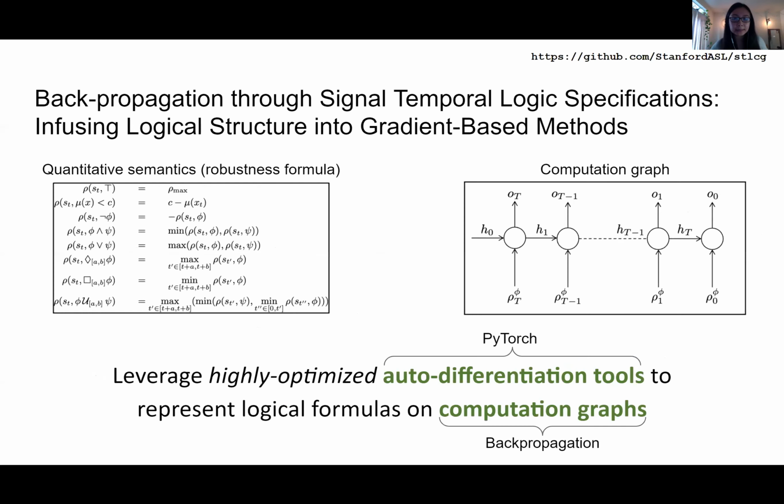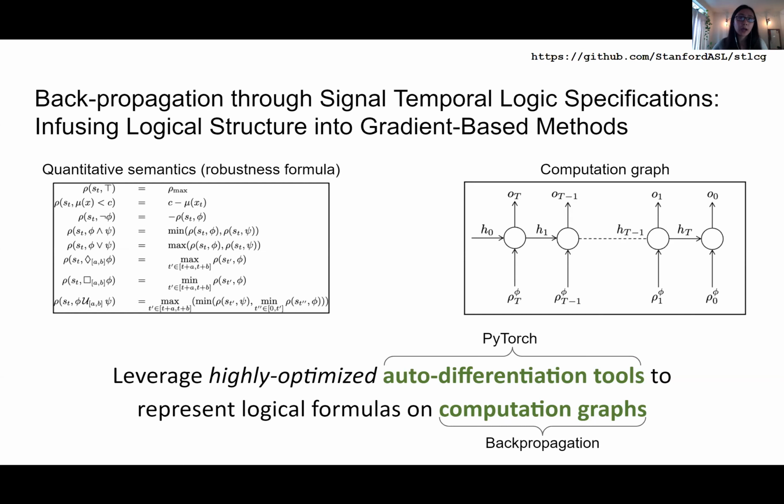Next slide, please. In fact, there are these quantitative semantics shown on the left that tell us exactly how to compute the robustness value for any STL specification. But if you take a closer look, these formulas are defined recursively. And so it actually gets nasty very quickly because it is made up of all these nested max and mins.